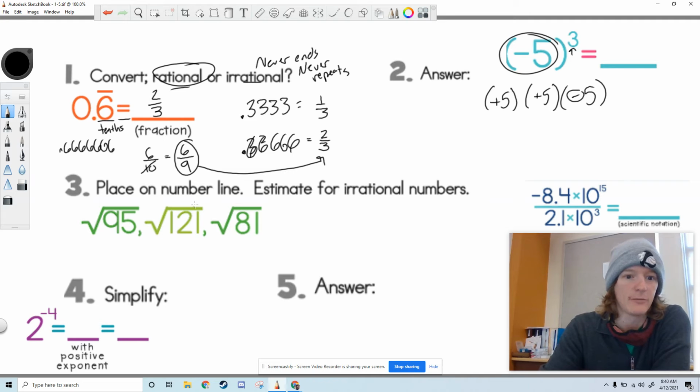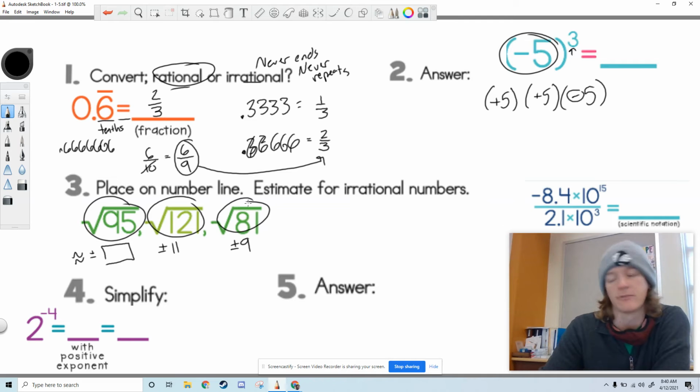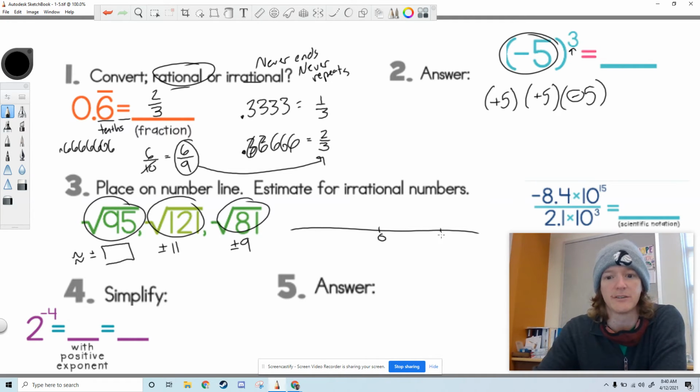Number 3, we have 2 perfect squares. This is 11 times 11, so this is positive and negative 11. This is positive and negative 9. This one is not a perfect square. So you're going to give me positive and negative approximately blah, blah, blah. You can round it to just the tenths place. And then put it on a number line. You're going to have 0 in the middle. You're going to have a positive 9, negative 9, positive 11, negative 11, and figure out where that other one's going to go.